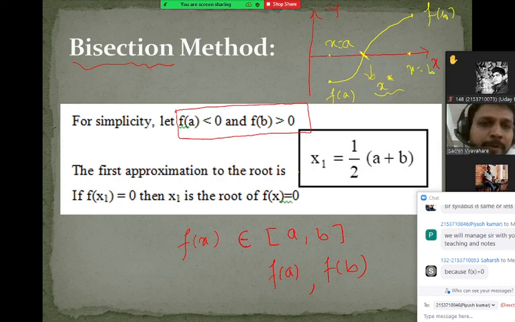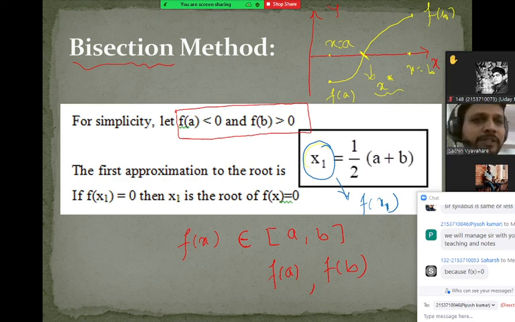Now, once we get that x1, we calculate f(x1). The sign of f(x1) is very important. Suppose f(x1) is greater than 0. That means f(x1) may be somewhere here. Because f(x1) is greater than 0 and f(a) is less than 0, what we can say is our root is now in the interval a to x1.